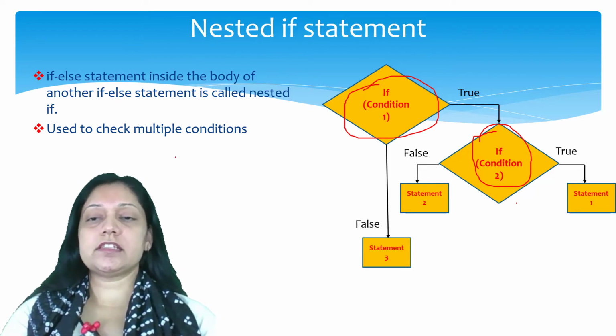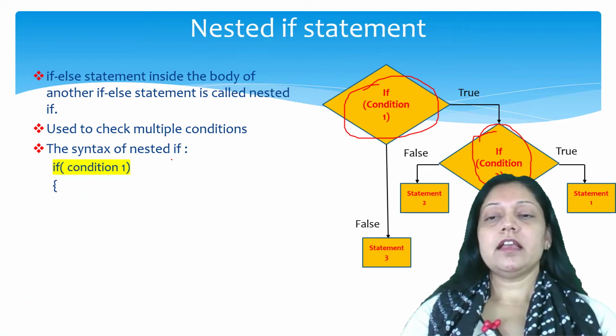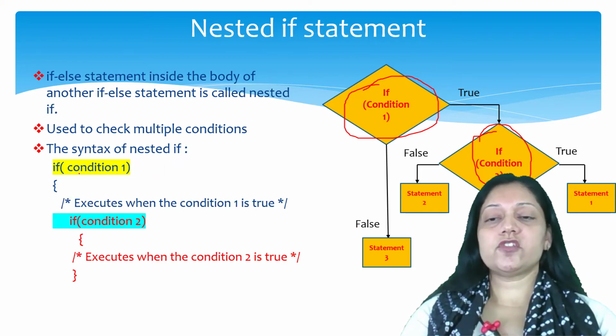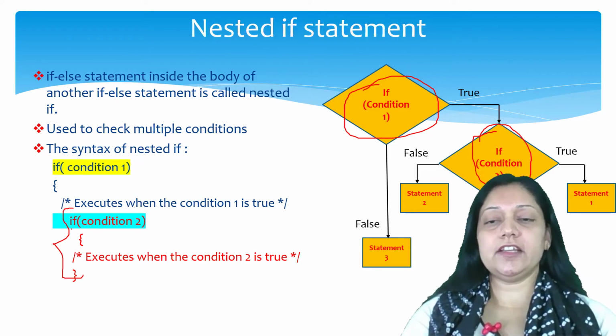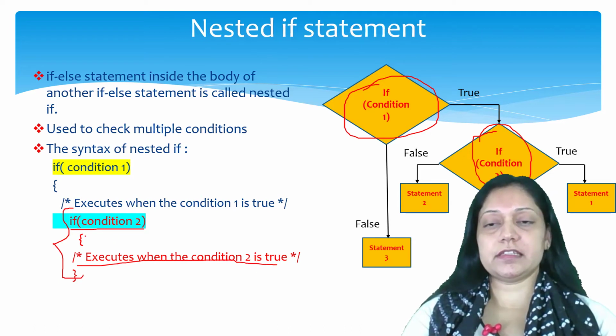For this, we need to understand the syntax of the nested if statement. What is the syntax of the nested if statement? First is if, all in small letters. In brackets you write any condition. Right now I say that it is some condition 1. If condition 1 is true, this part will be executed. That is, I'm going to check for another condition here. So I'm going to put another new if statement within the block of condition 1. If condition 2 is true, then the statements placed in these braces would be executed.